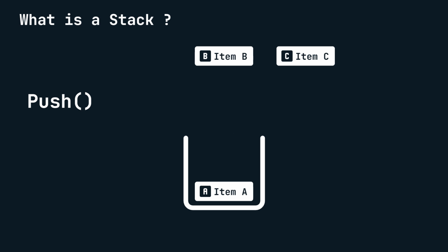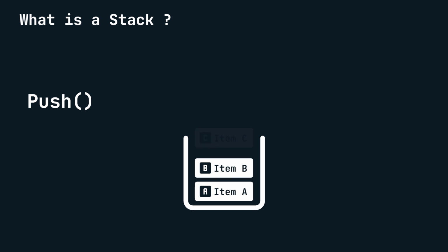Now let's push item B and C. Now that all the items are pushed to the stack, we can see that B is added on top of A and C is added on top of B, making C the topmost item.